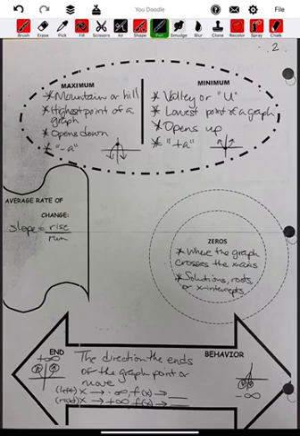Just to clarify, we talked about our maximum, our minimum, zeros, and then lastly, end behaviors. So that's it for this lesson. In the next lesson, we're going to talk about how to graph and how to use each of these terms that we talked about between this lesson and the previous lesson.